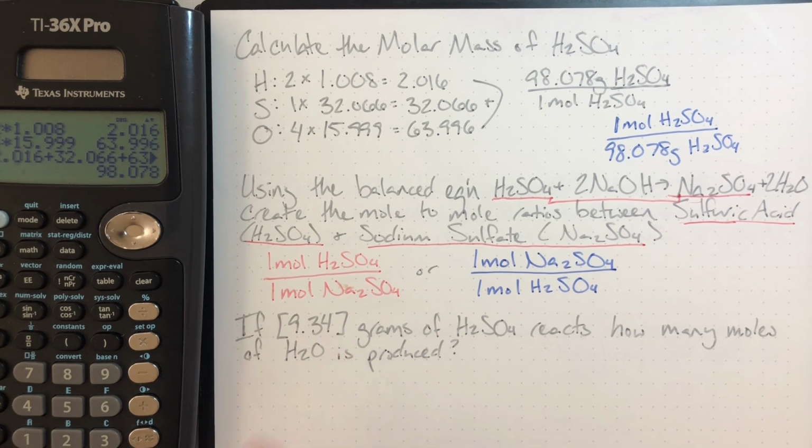If 9.34, you'll notice that the 9.34 is in brackets. This is because my number can be different than yours. It doesn't necessarily mean that your problem is going to be solved in a different way. Your problem will be solved in the exact same way, excluding the number. If 9.34 grams of sulfuric acid reacts, how many moles of water are produced?